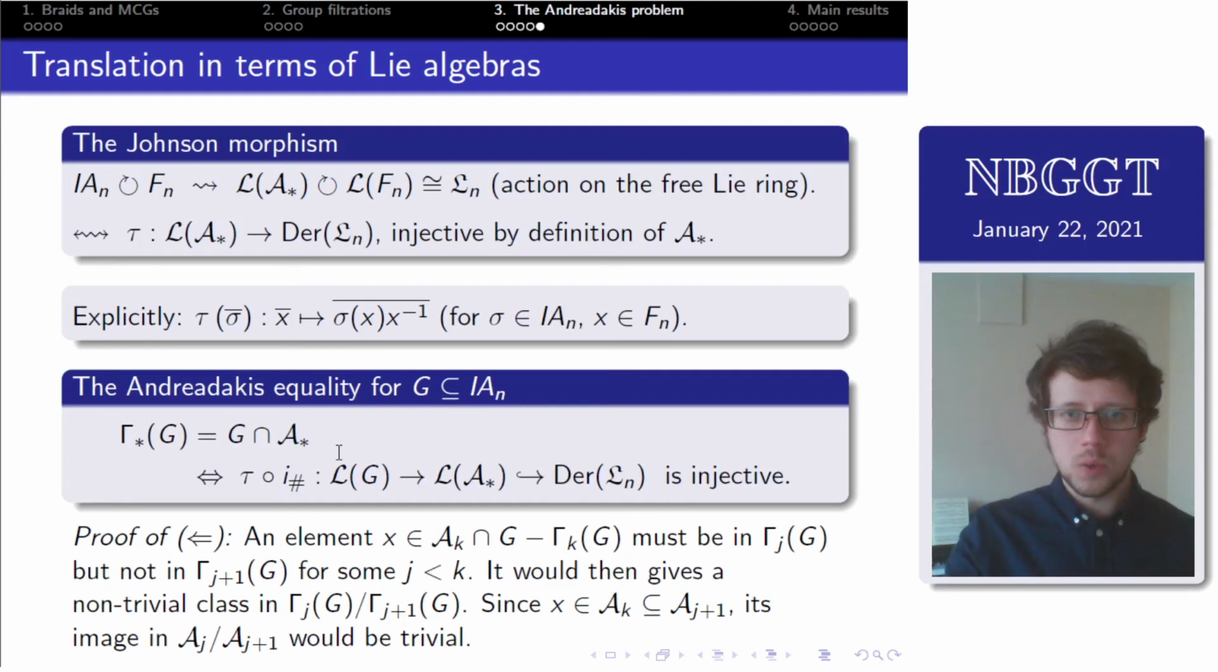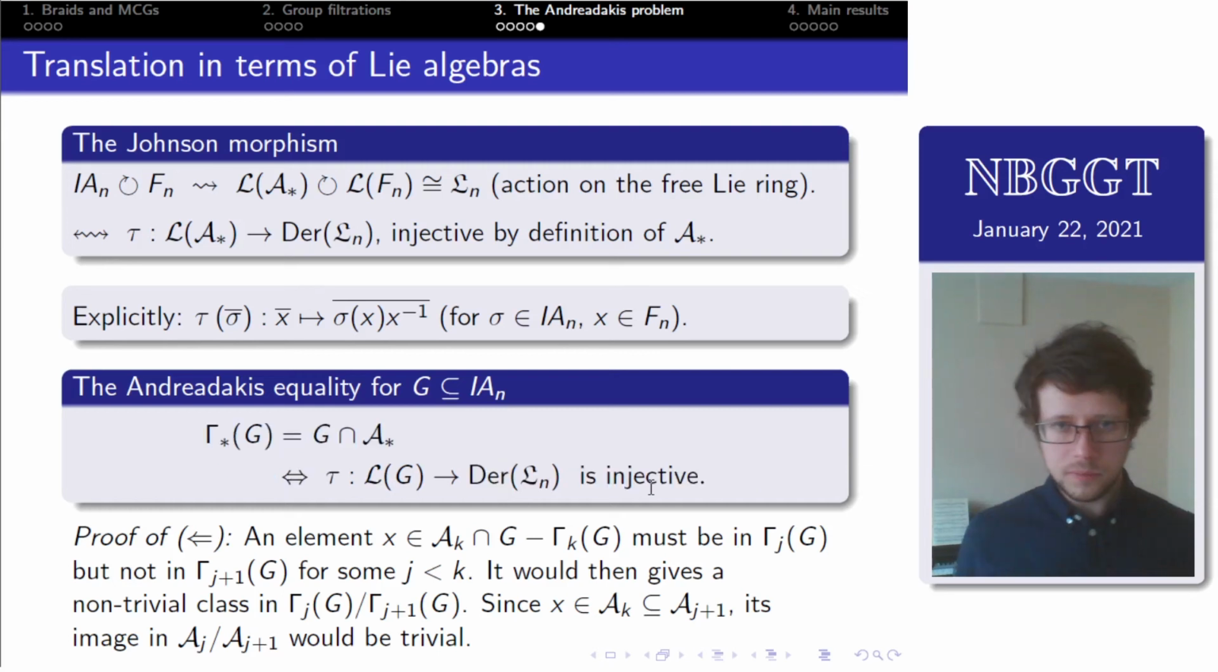And this one we will call only tau, which is the Johnson homomorphism for this subgroup G. And so this is the translation I was looking for. The Andreadakis equality for G is equivalent to this Johnson homomorphism for G being injective.